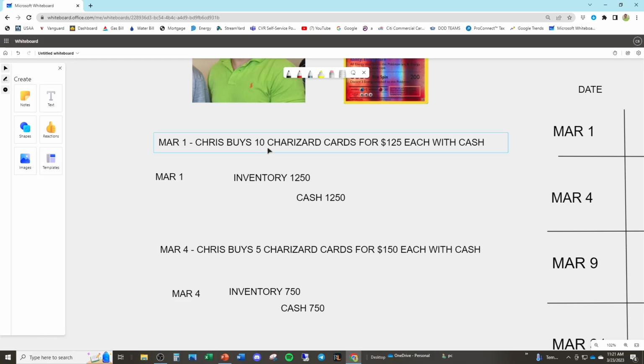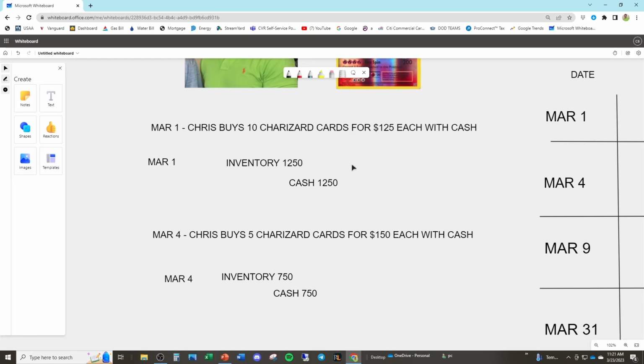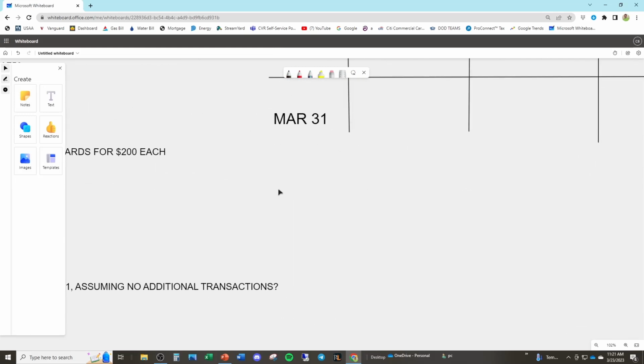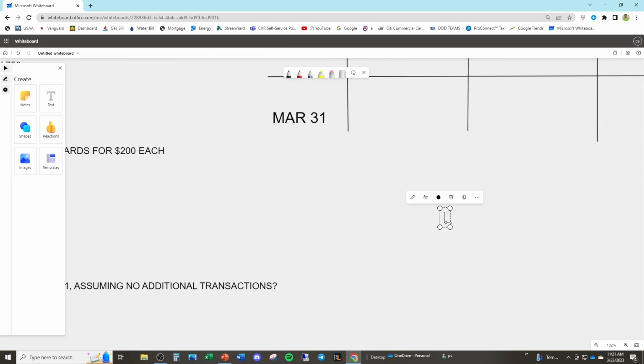Yes, he bought the 10 Charizard cards for $125 each first, because it was on March 1st, which is before March 4th. So we know that we sold 12 cards. So the first 10, we've sold all of these. All of these are gone. So we're going to track the sale amount right here. So we sold 1,250 from batch 1.